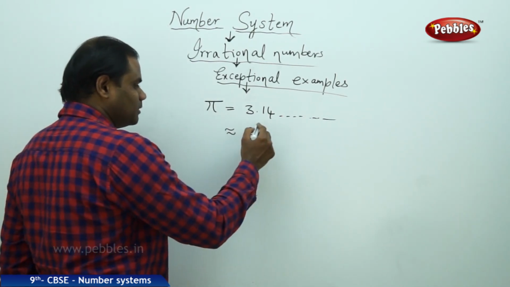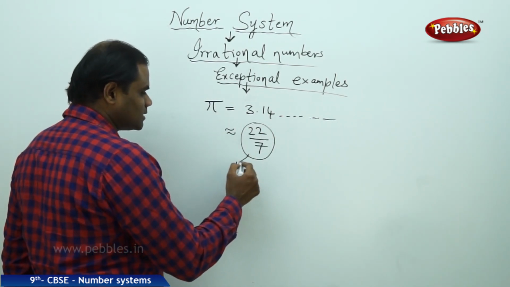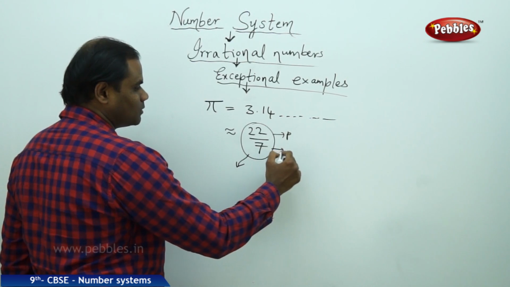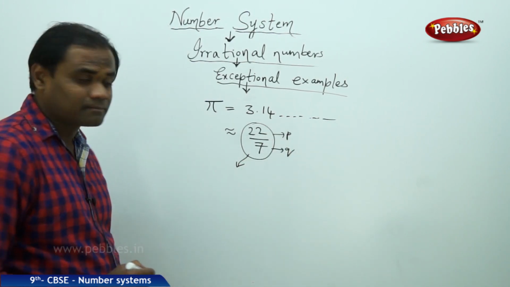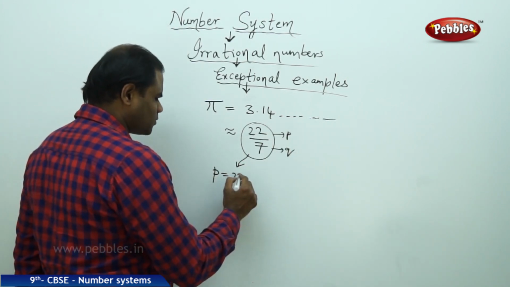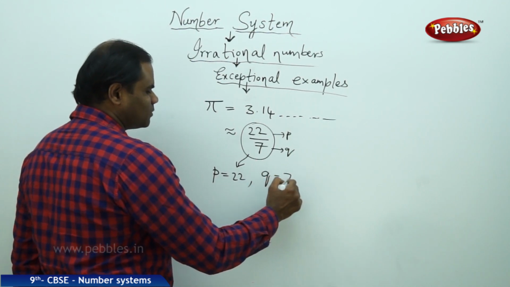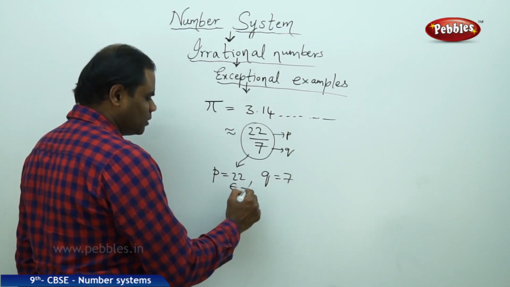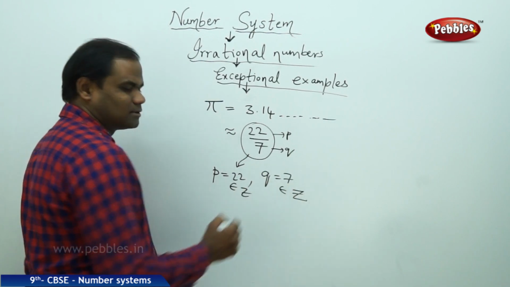When I go with pi being 22 by 7, I clearly see that its p is 22 and its q is 7, so that my p is 22 in the numerator and my q is 7 in the denominator, and both belong to Z.